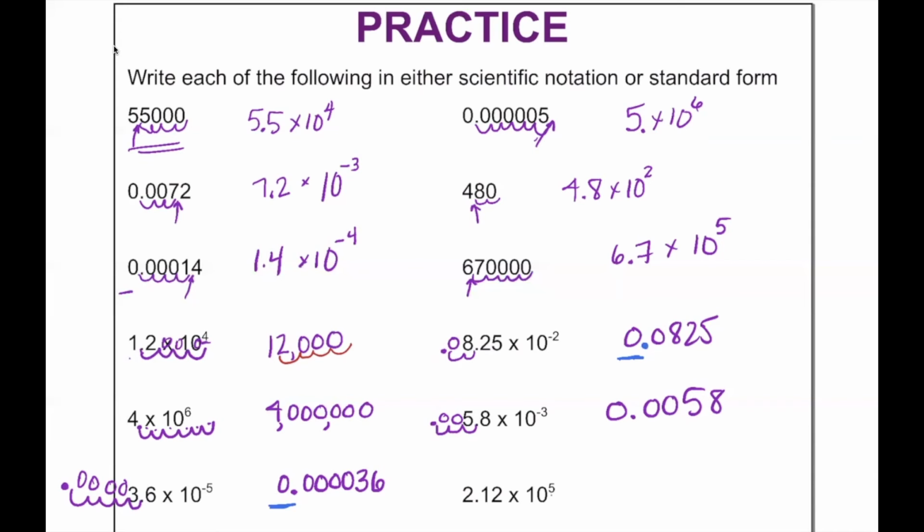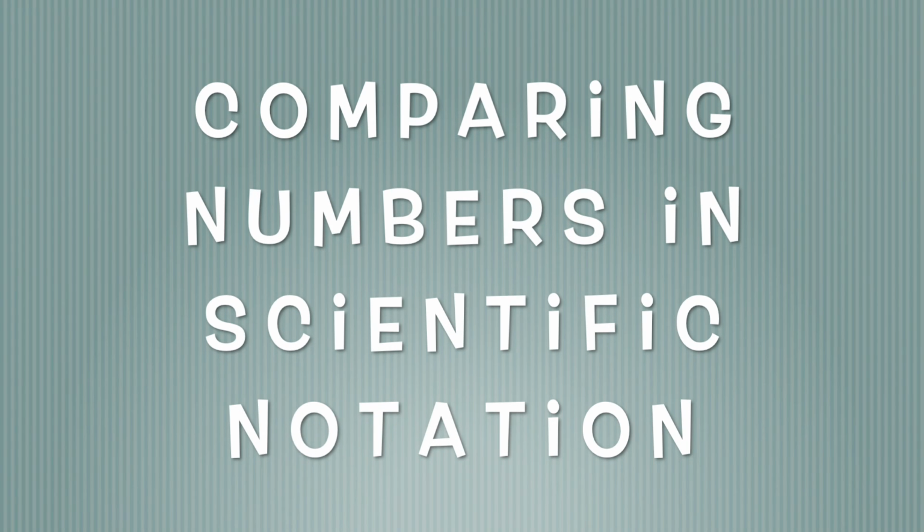2.12 times 10 to the fifth. We know that's a positive value, so we're going to move it 5 this way. 1, 2, 3, 4, 5. So that's 1, 2, 3 zeros after the number. So we have 2, 1, 2 with 3 zeros, put in our commas, and that's what we have. And again, if you want to double check, you can always put this back into scientific notation, that's 3, 4, 5, and that's what we came from. And we're going to put our comma in right here. So that's 212,000.